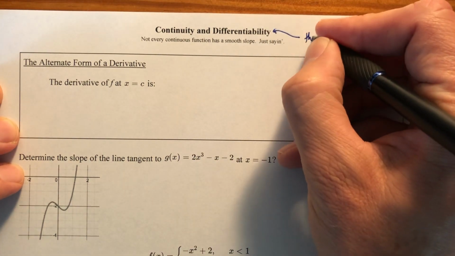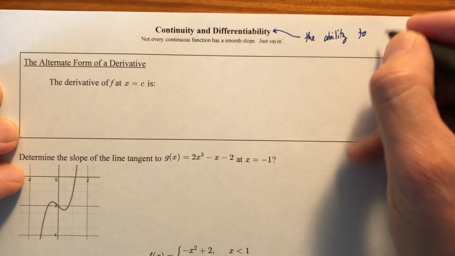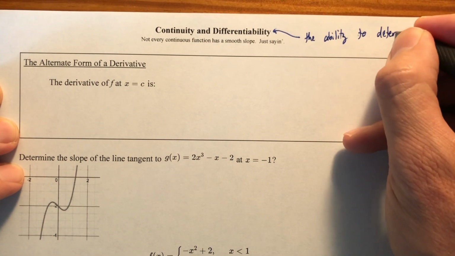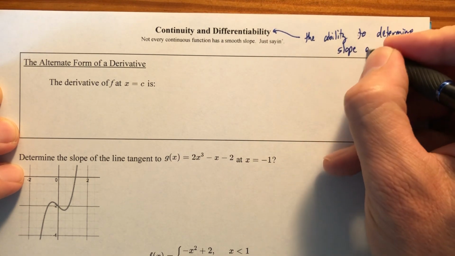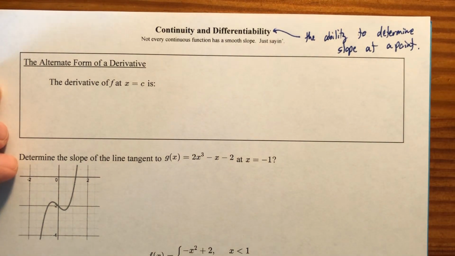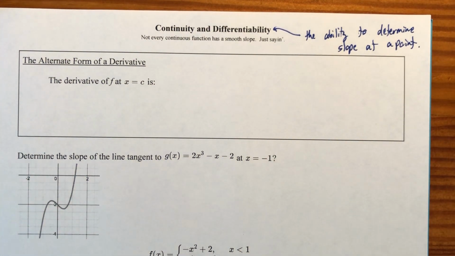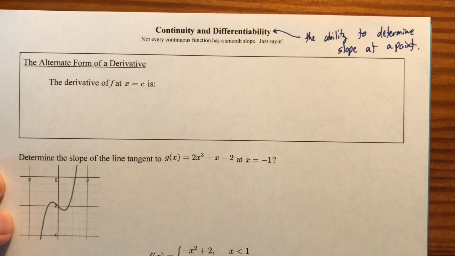Differentiability is the ability to determine slope at a point. Okay? That's a very rough definition that I just kind of made up, but it is true. It may not be the textbook definition with all the notation, but it's there.